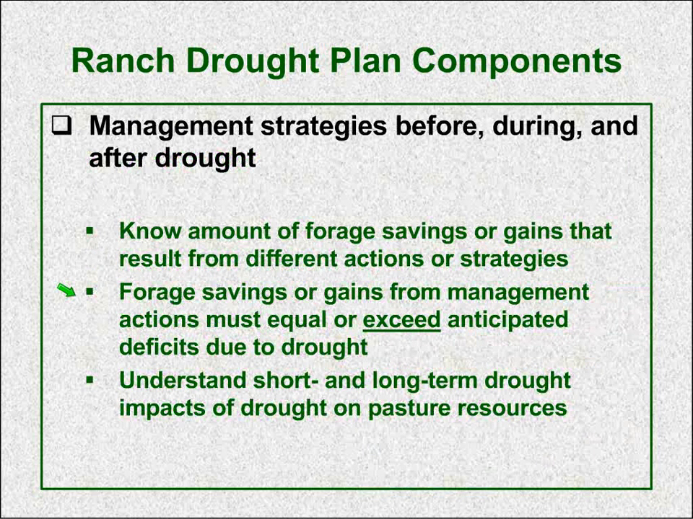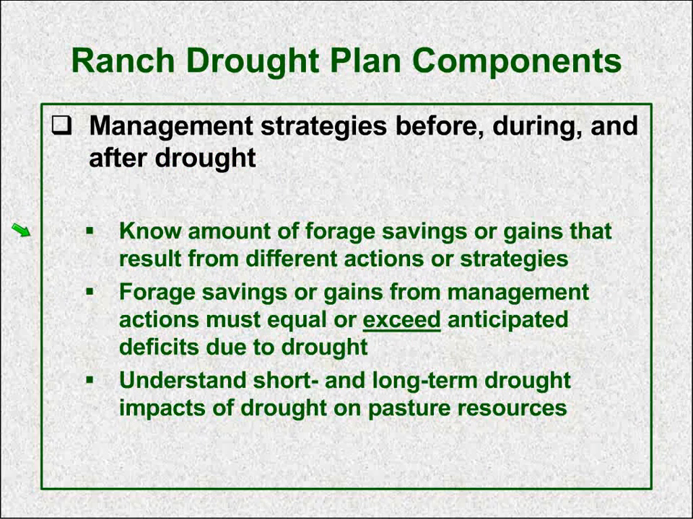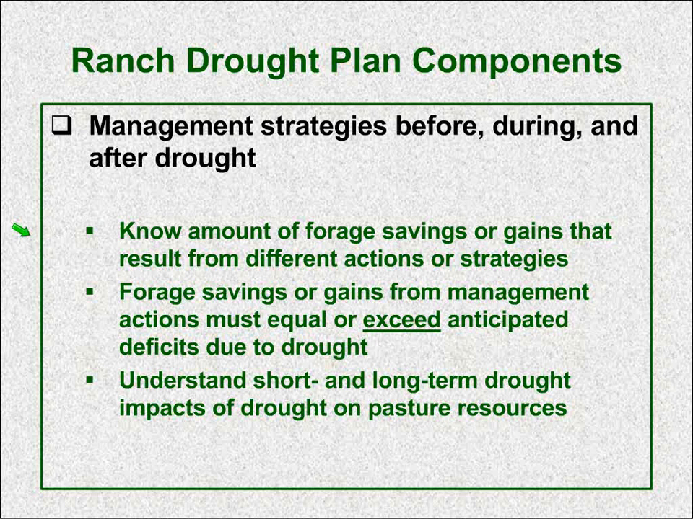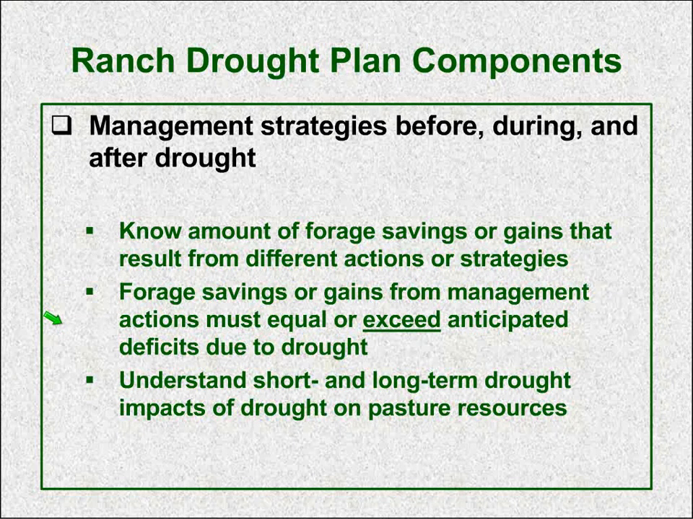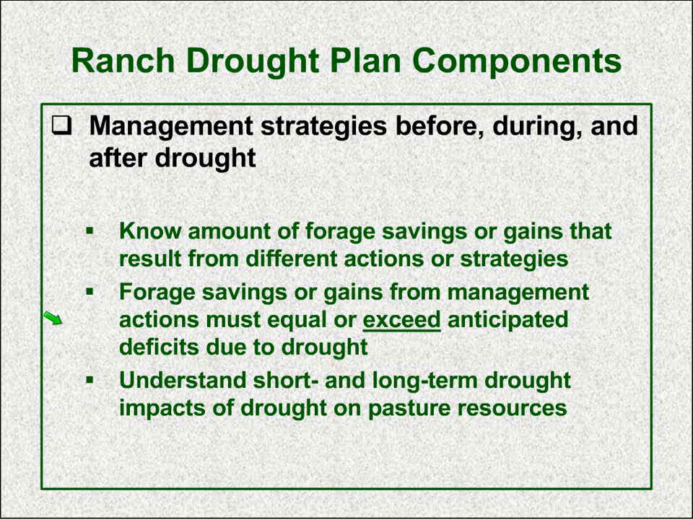And with those different management strategies, that portfolio that you develop or outline, again, you really do need to know how much forage savings or gain you are getting as you implement or put into action each one of these. And I mentioned this before, that whatever action you use, that savings must equal, if not exceed, the anticipated deficits due to drought.